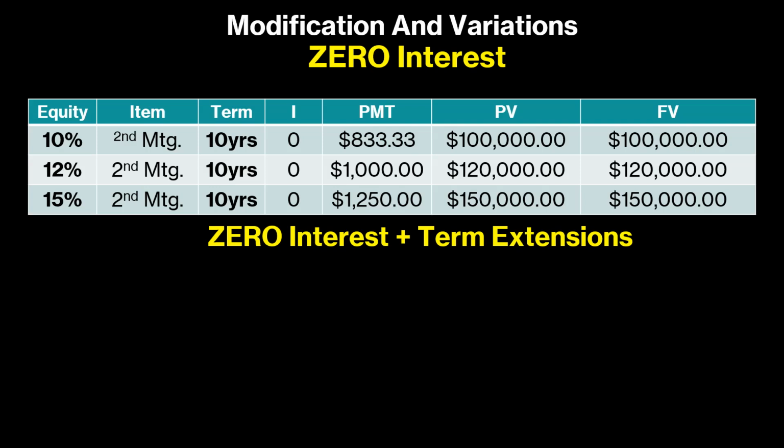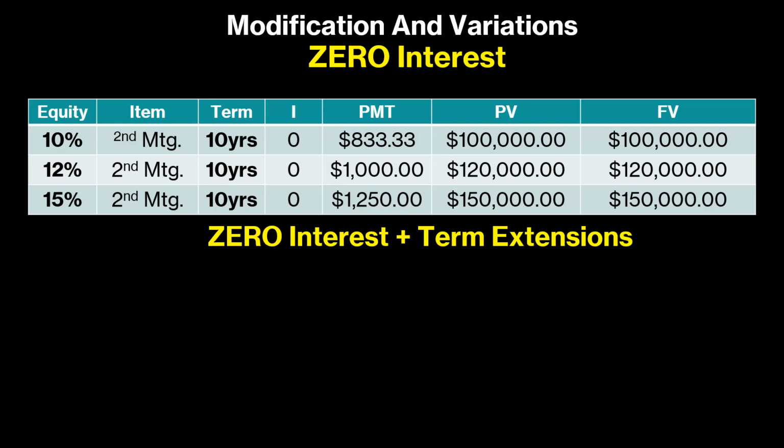Item 1 was 10%. There's $833 that's always been there. At 12%, the payments go to $1,000 a month. For how long? For 10 years. You say, well, how much did we put in? We didn't put anything in it. And the present value at 12% is a $120,000 note. Over the life of the loan, the future value that we get, what does it cost? $120,000. All of these numbers are the same on the PV and FV lines.